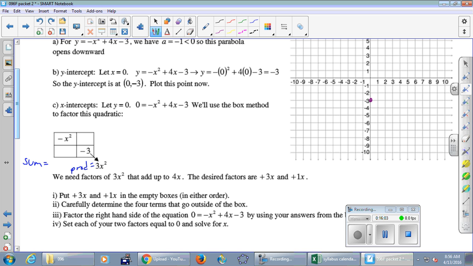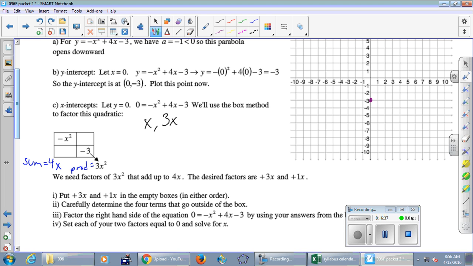What's the sum supposed to be? 4x is that term in the middle there. So what we're after is two things whose product is 3x squared and whose sum is 4x. Fortunately, there's not many things whose product is 3x squared. What is it? Yeah, 3x and 1x. Don't forget to list the x's along. That's one of the answers.